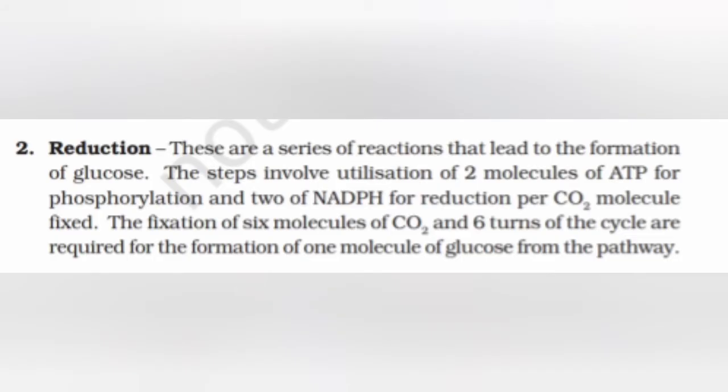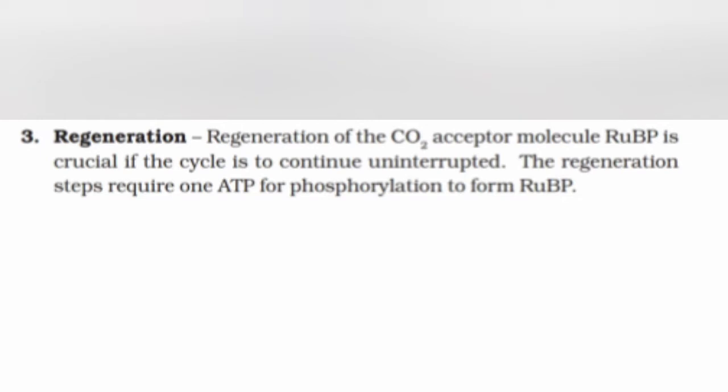Second step is reduction. There are a series of reactions that lead to formation of glucose. The steps involve utilization of 2 molecules of ATP for phosphorylation and 2 of NADPH for reduction per carbon dioxide molecule. The fixation of 6 molecules of carbon dioxide and 6 turns of the cycle are required for the formation of 1 molecule of glucose from this pathway.